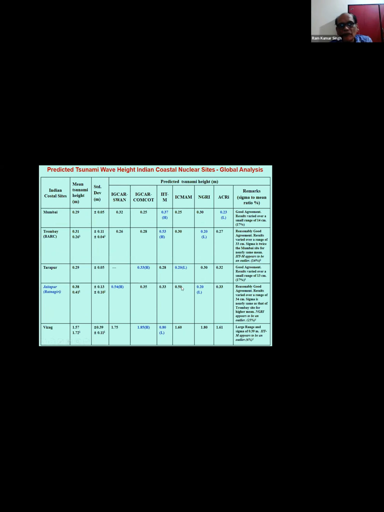Then we asked the participants to predict the tsunami wave run-up at the coastal sites, because this is from the global model. So Mumbai, although this is for the Java Sumatra earthquake, we had in the model all the locations of Mumbai, then Tarapur and so on, because for the west coast these have become important. So we had a comprehensive model to do that. And in most of the cases you find that the comparison is reasonably good, with 17-14% error or variation among the various participants.